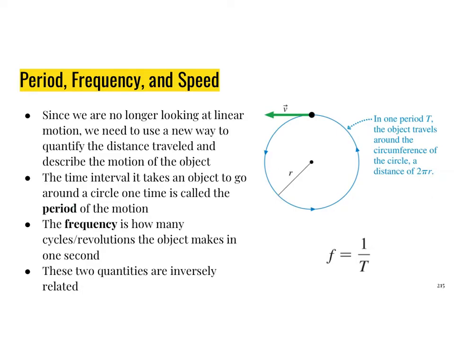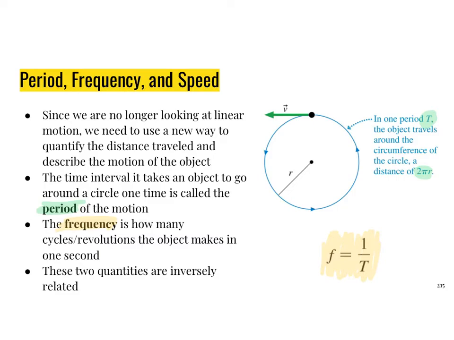So the first way, we'll talk about the period of an object. And the period is how long it takes the object to go around the circle one time. We use the letter T for that, the capital letter T, and it's to go around one time or one circumference. Now, we also use something known as frequency, and if period is the amount of time that it takes to go around once, the frequency is the number of times it makes in 1 second. And these two quantities are inversely related to one another. So we can easily convert from one to the other.